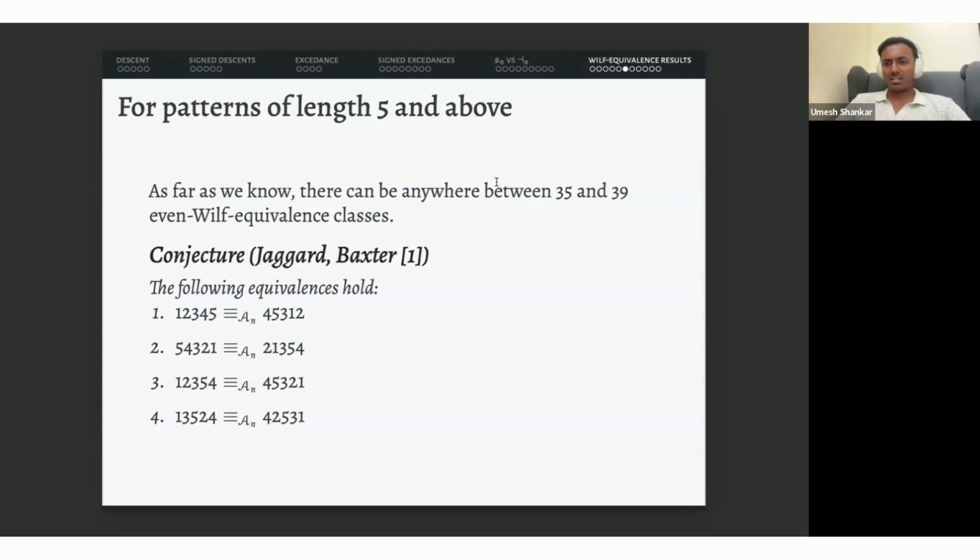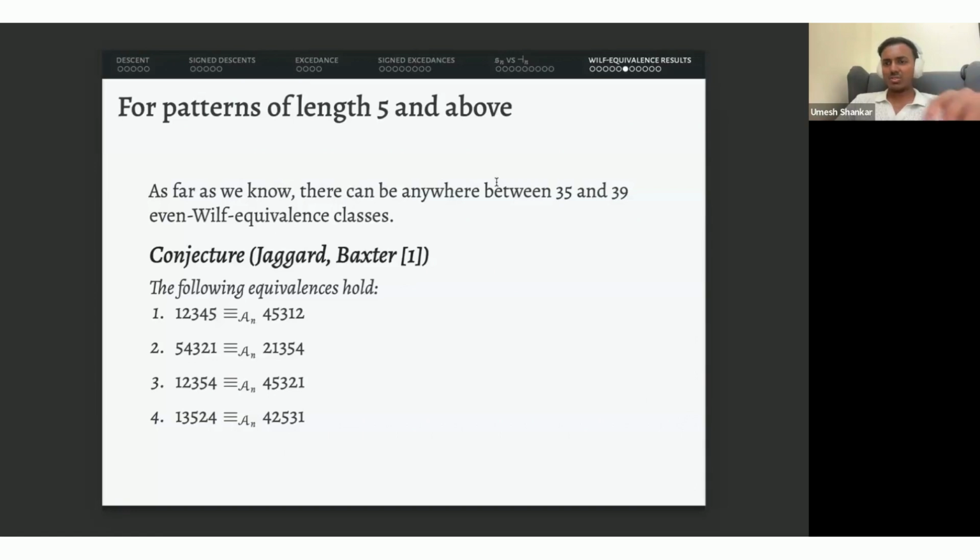So I believe they are open. One has to ask Jaggard and Baxter. They're still open, but at least they're open. The paper is Pattern Avoidance by Even Permutations. It appeared in the Electronic Journal of Combinatorics.